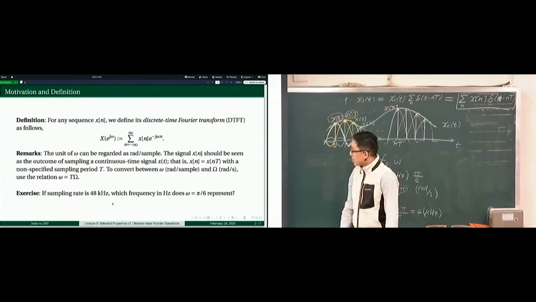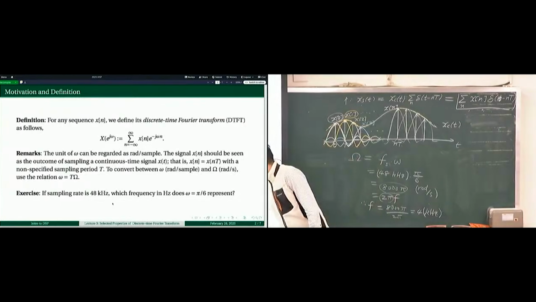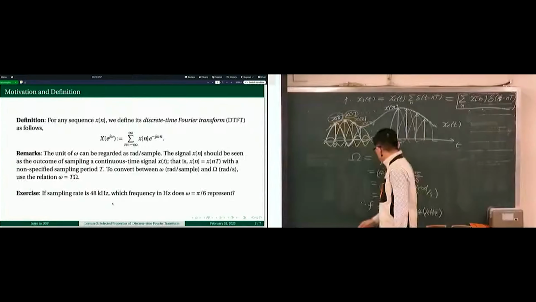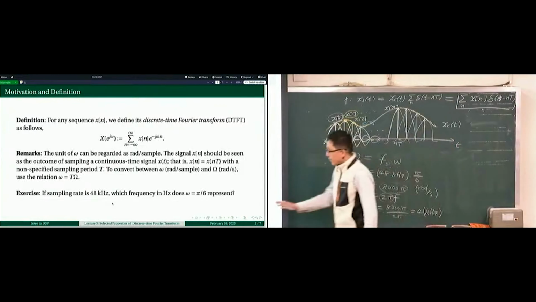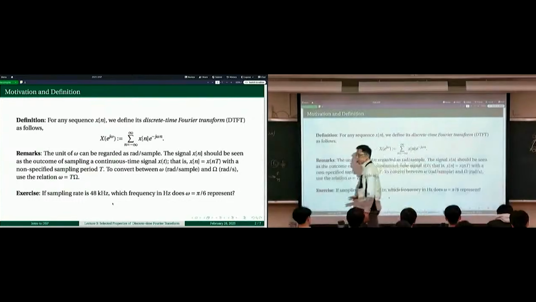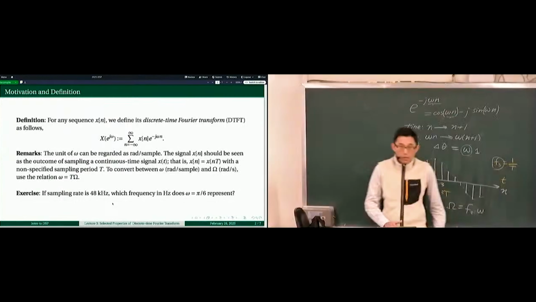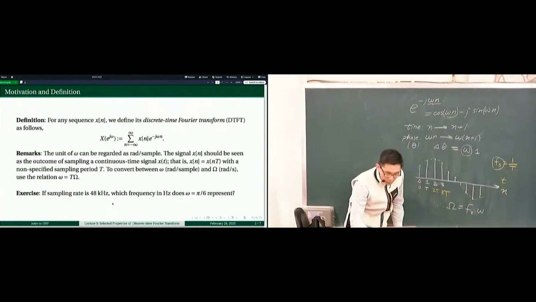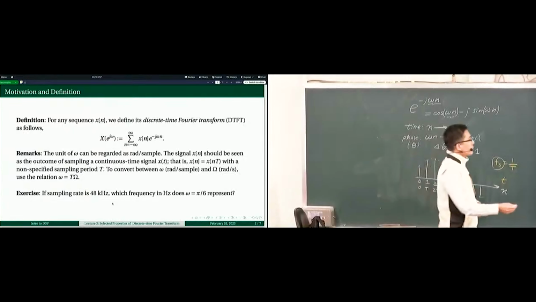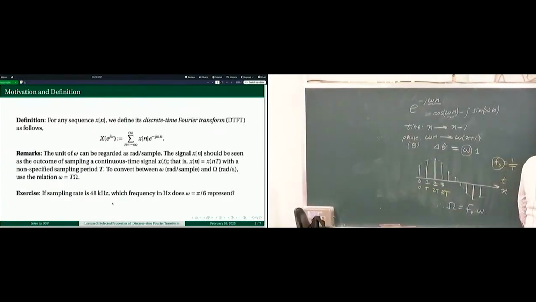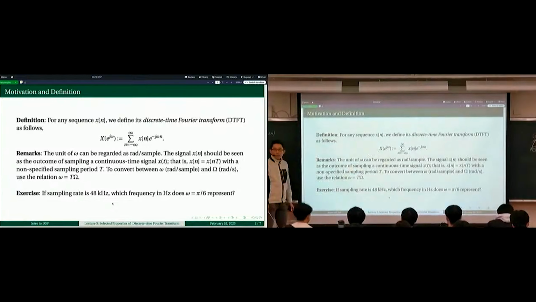Just to share with you, if pi is 24, then pi divided by 6 is 4 kilohertz. So that's the way I do my quick calculation. But anyway, this is easy, but just make sure that everything makes sense. Otherwise, this definition goes from time domain to the frequency domain.